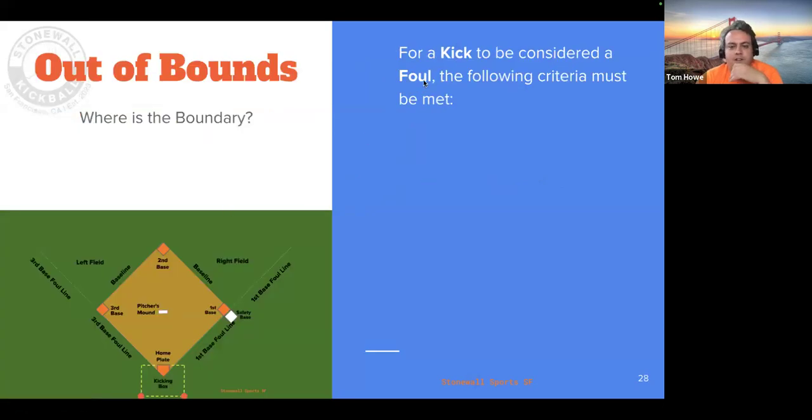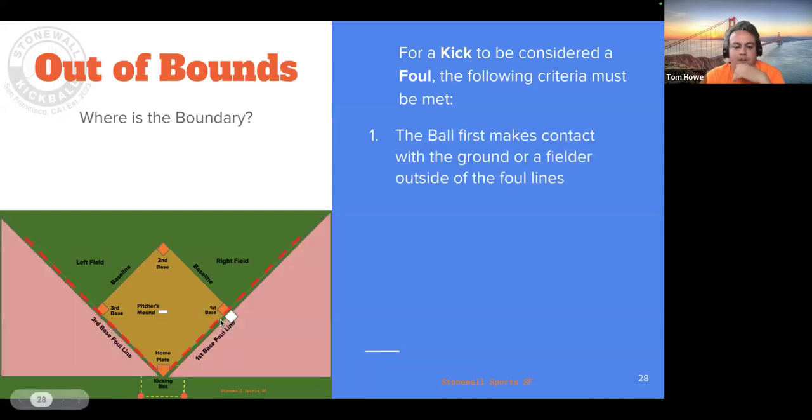For a kick to be considered foul, there are certain criteria that have to be met. So the first one, so here's our diamond, right? Here's our kickball field, looking at it from the bird's eye view. If the ball first makes contact with the ground outside of the foul lines, or if the fielder runs to try and catch it.